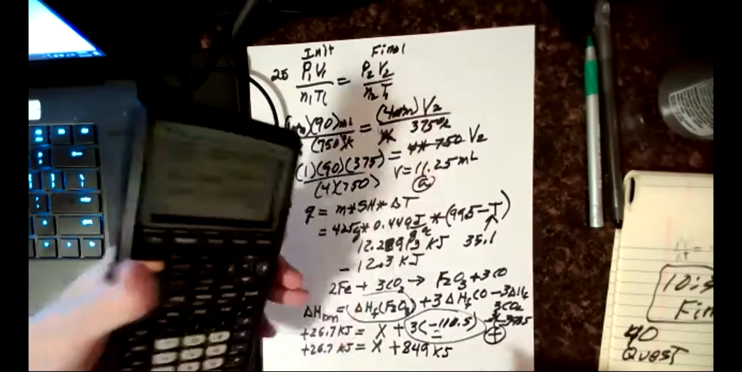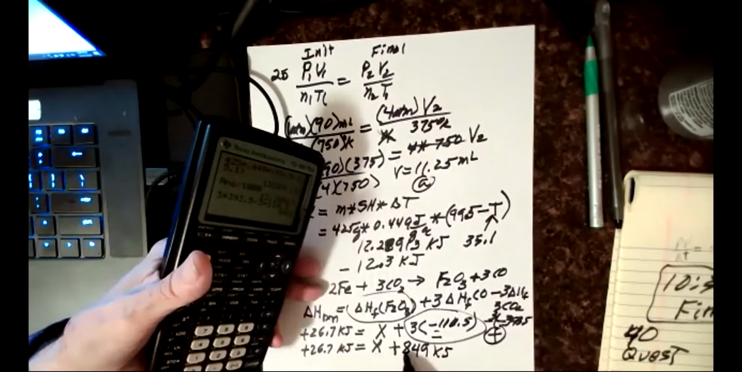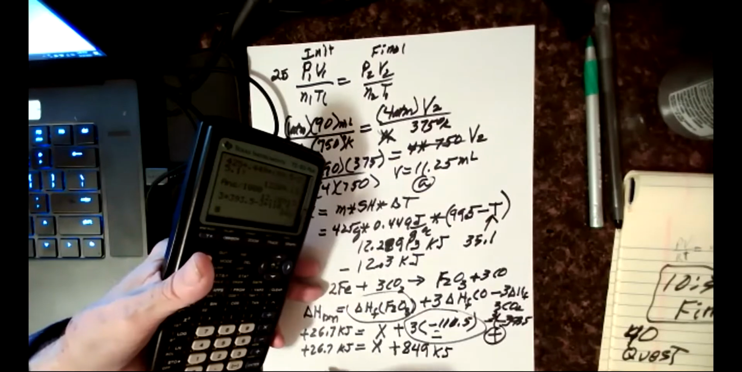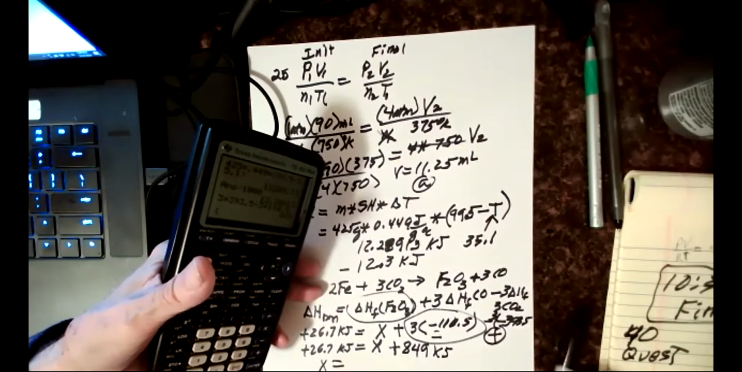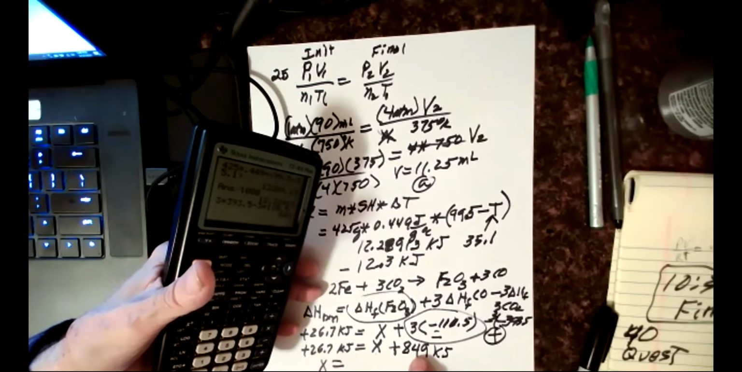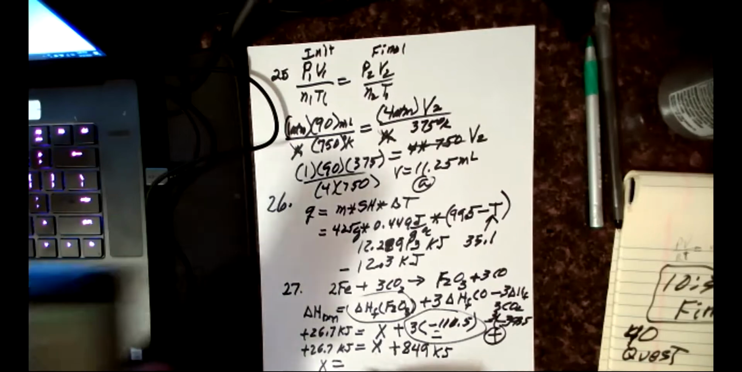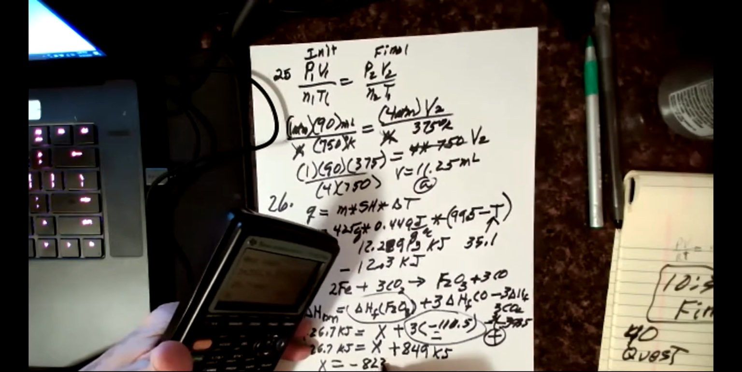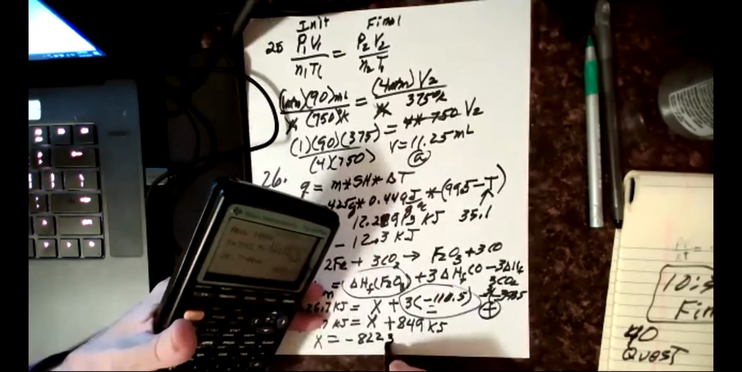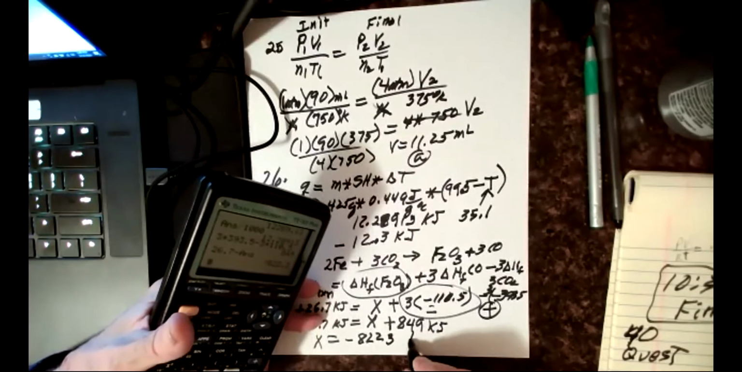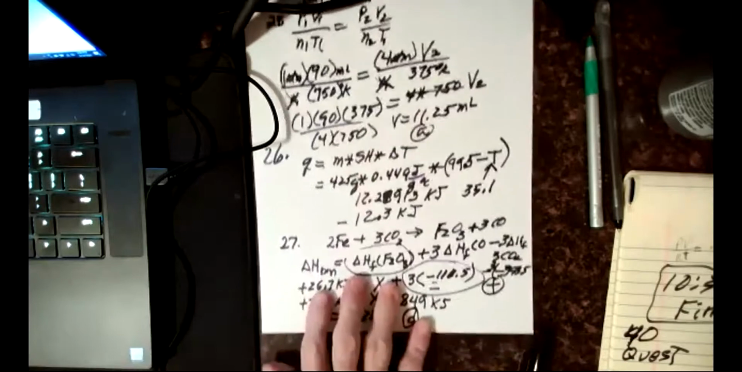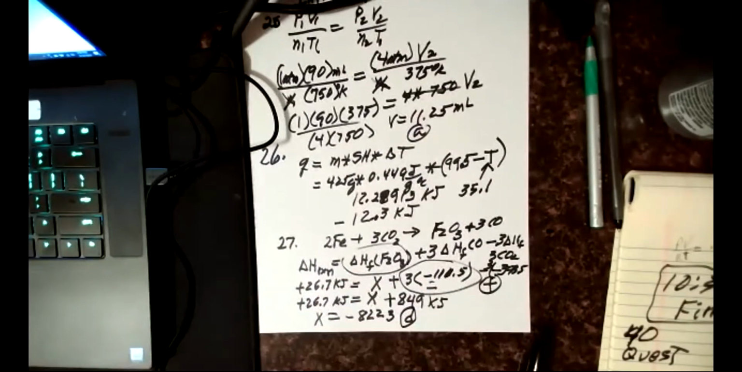kilojoules. So I want to take this, I want to subtract 849 from each side, and I'll get the X. So the unknown is going to be this number minus, so it's 26.7 minus my answer that I just calculated. And that's minus 822.3. And that is D on the test. So it's just a little different way of doing heats of formation of reactants and products. Calculate the one you don't know.